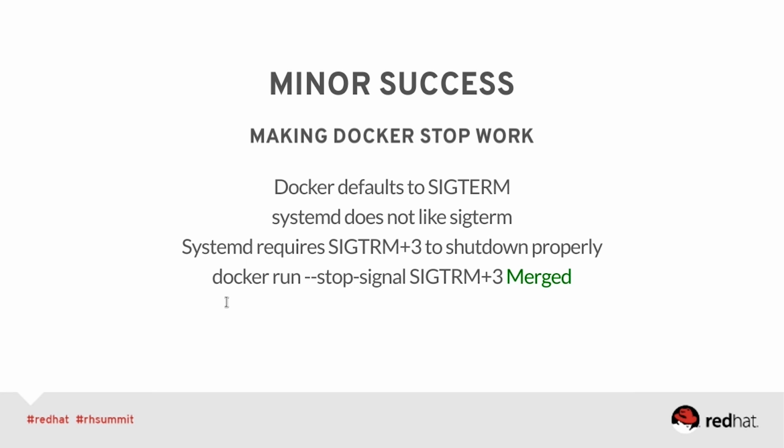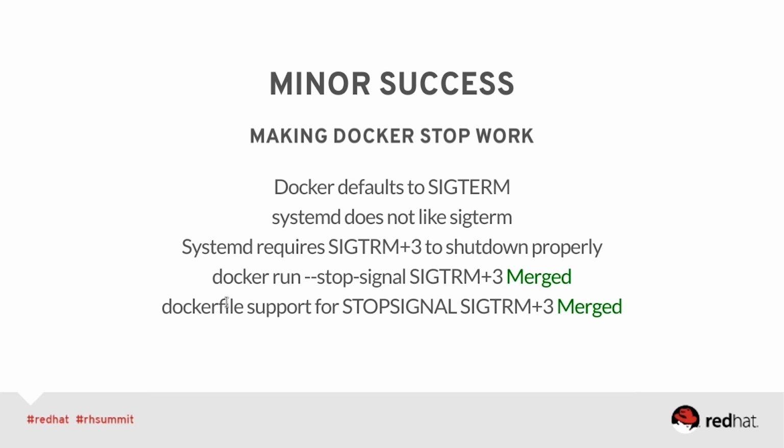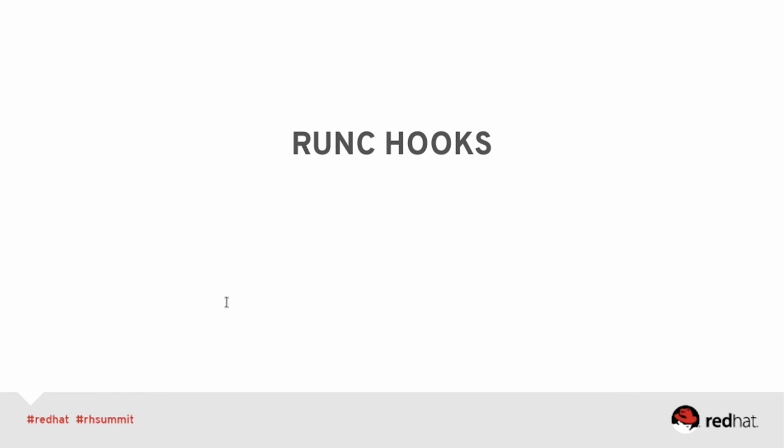Docker run now has the ability to set a flag that says instead of sending SIGTERM as the kill signal, you can send a different one. That got merged, and we also got this merged, which is that Dockerfile now has support for the stop signal. So you can say STOPSIGNAL SIGTERM. Okay. So up till now, we got these, that was a minor victory.